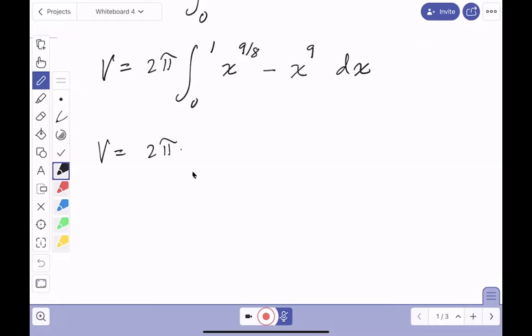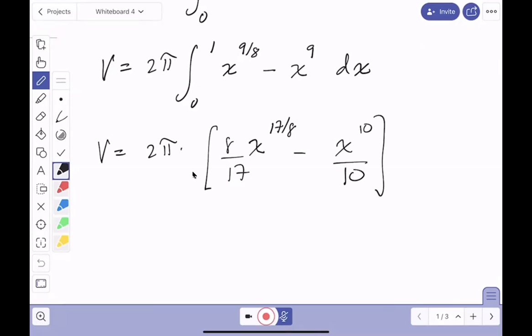2 pi. Well, I got to add 1. That's going to be 17/8. Divide by 17/8 or multiply by 8/17 minus x to the 10 over 10. I want to repeat this to you. Mistakes are going to happen. If a mistake happens, please do try to correct it.